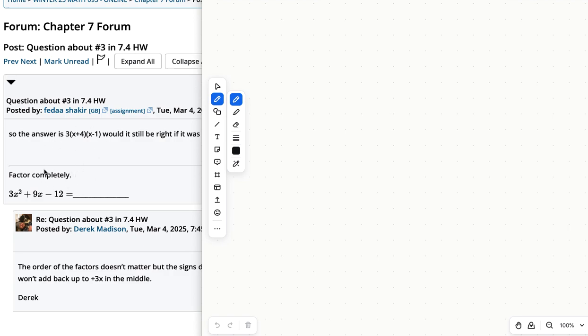So let me go back to question three, and then I'll do question eight that I'm actually posting this on, because they both have the same step in terms of figuring out what those signs need to be, but they factor really differently. So it'll give me a chance to point that out as well. So let me get this written: 3x squared plus 9x minus 12.